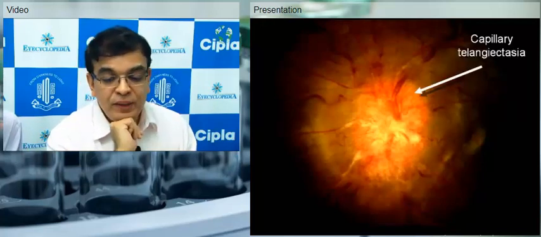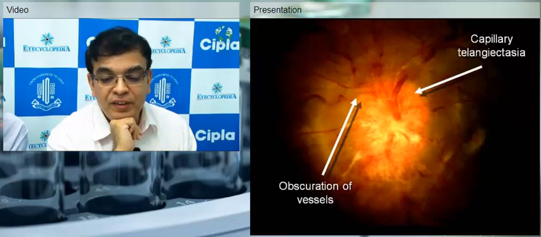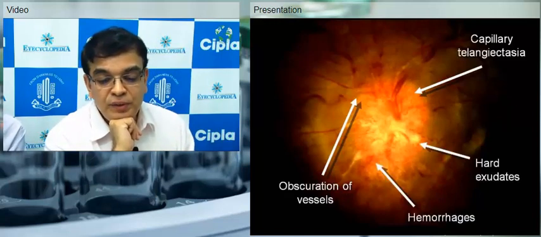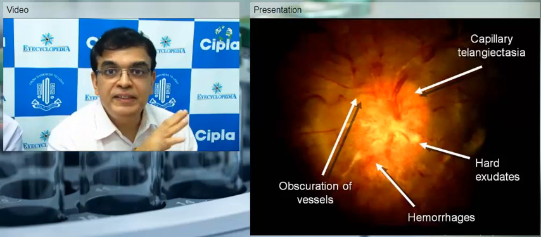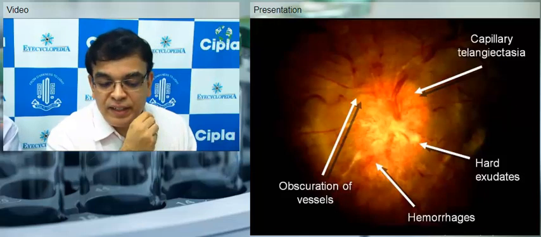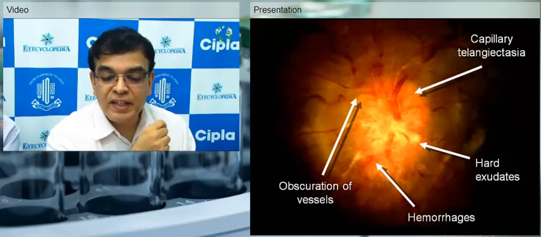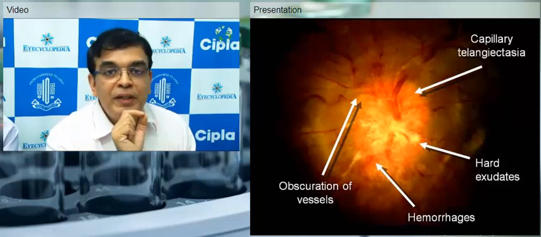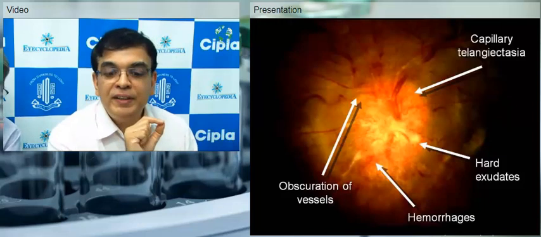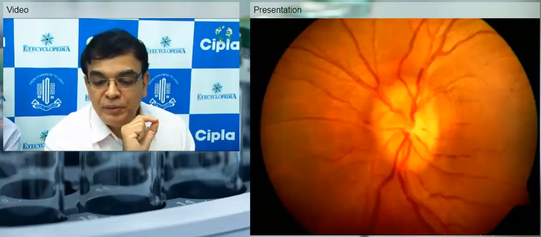Now, this one should leave you in no doubt. You have dilated vessels on the surface. You have obscuration of vessels. And what about all those yellow patches on the disc, which are hard exudates? You get hemorrhages over the disc and in the peripapillary area. So by no stretch of imagination is this pseudopapilledema. This is a true disc swelling.